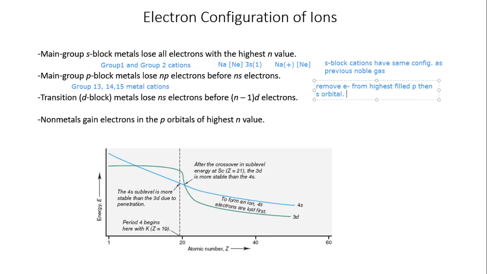Now for P block, you never remove from the d orbital. P block cations are never removed from the d orbital. Remember that, that's very important. And again, it's not just limited to 15, it can be group 16, like some of the heavier group 16s like tellurium may have a positive charge, etc. So, 13, 14, 15, 16 are common P block cations.